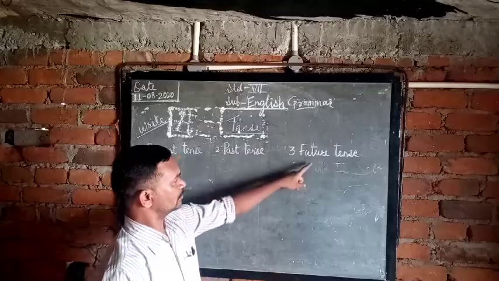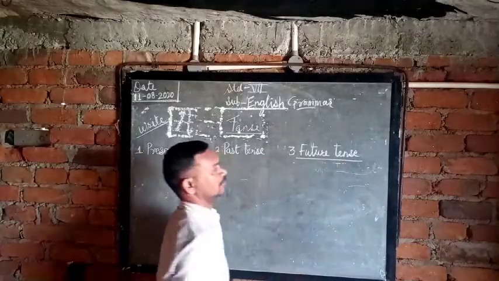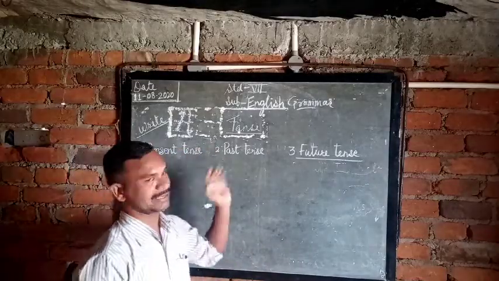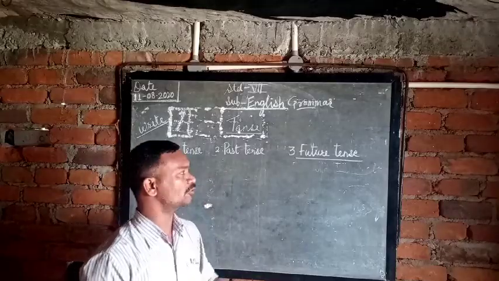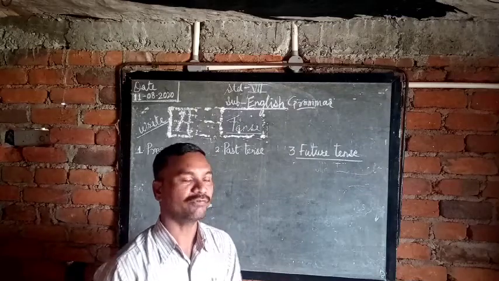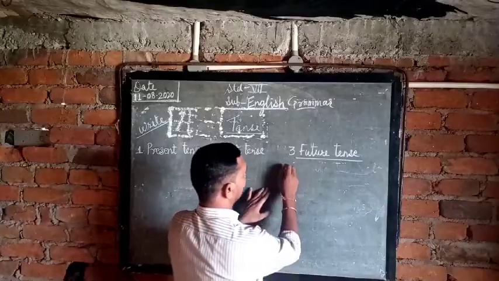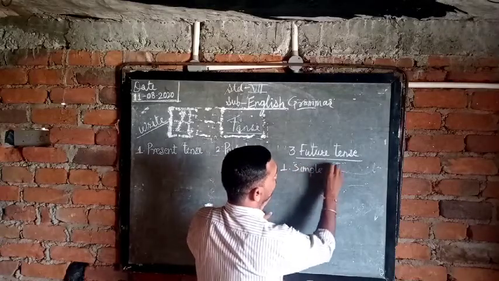Okay, so now the future tense has four subtypes, equal to the present tense and past tense. Present tense has four subtypes, past tense has four subtypes, and future tense also has four subtypes. So now we deal with them one by one. The first is simple future tense.